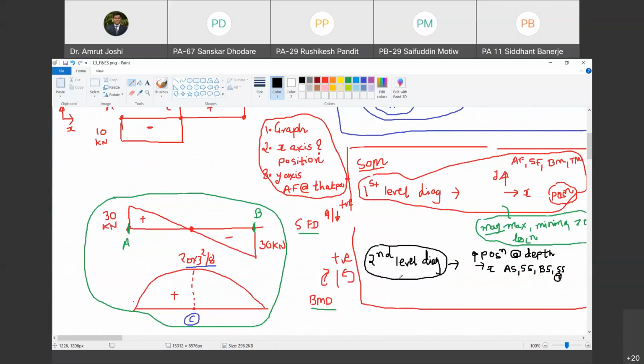इसके आगे भी बहुत सारा हमने किया है, वो कल define करेंगे. But सबसे पहले मुझे बताओ, why do we plot this second level diagram? Why should we plot?